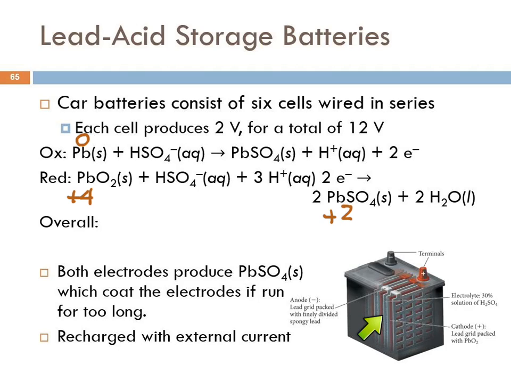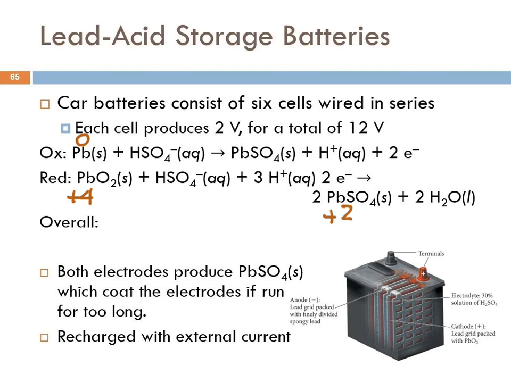So inside the battery, we've got lead electrodes. PbO2 is not the electrode, but we pack a lead grid with the lead oxide. And then the anode is lead grid packed with really finely divided lead particles. They call it spongy lead.